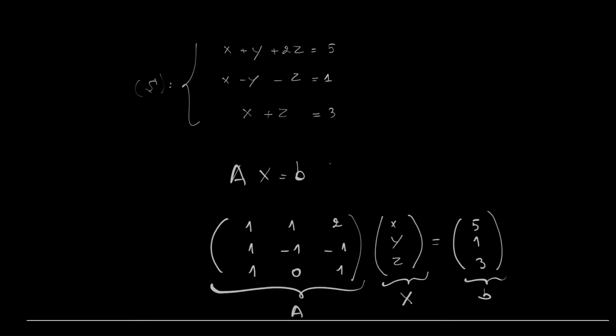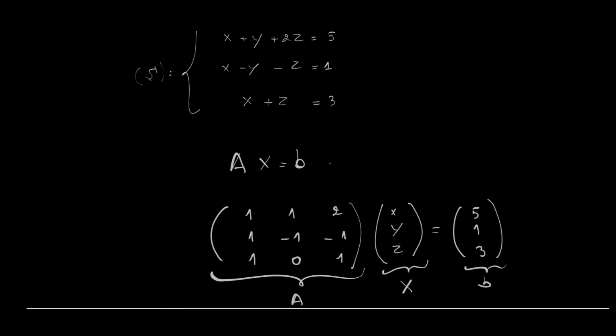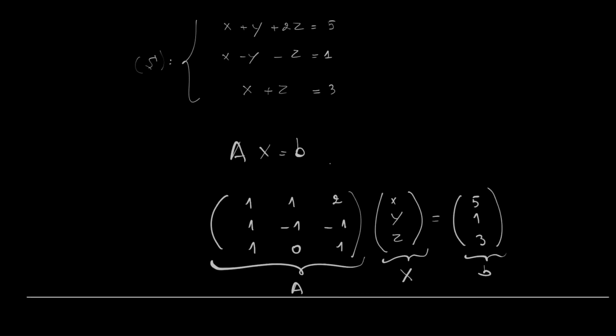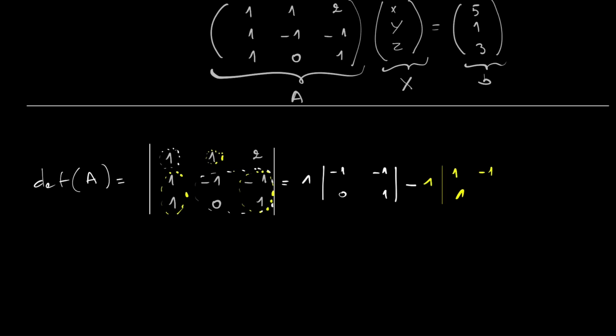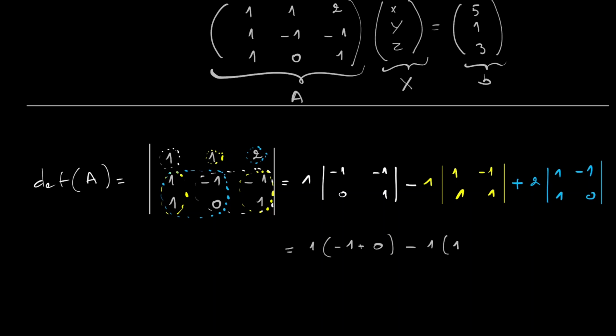To use the inverse method, let's begin by finding the determinant of matrix A to ensure it is invertible. We will expand along the first row to find our minors. The determinant is minus 1. Since it is not 0, the inverse matrix exists.